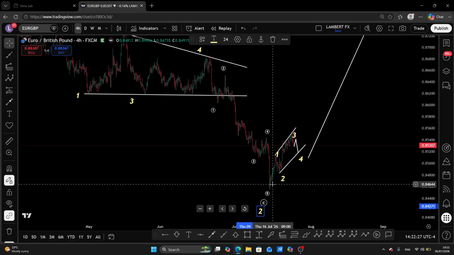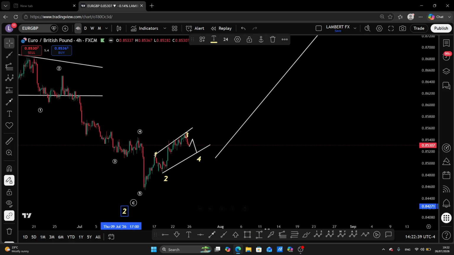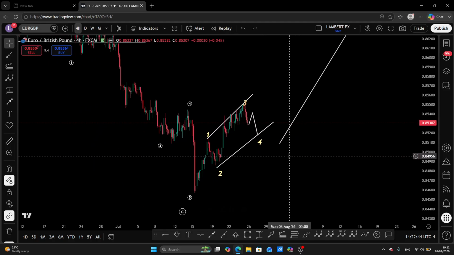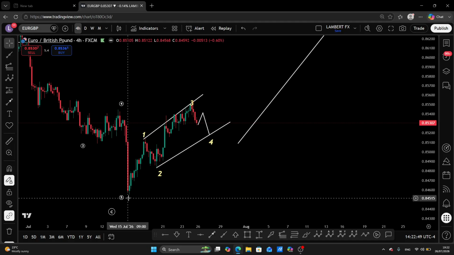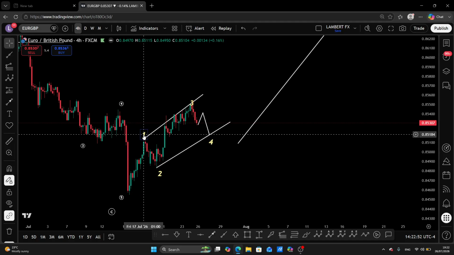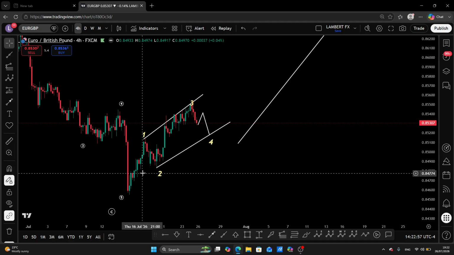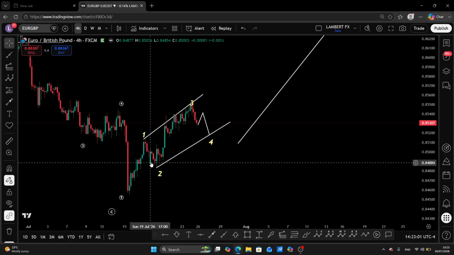leading diagonal. Okay, so EURGBP, all we're looking for is a buying opportunity. After the 2, we are again forming what looks like a leading diagonal. It's not confirmed yet, but this is looking to me as a leading diagonal again. So we've had this leg up for 1, and then we had this correction here for 2.